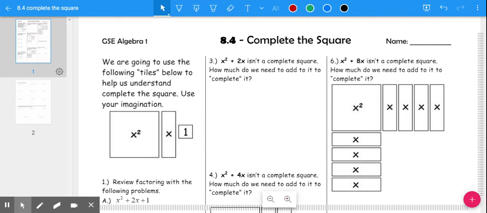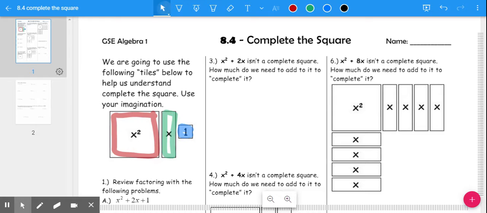8.4, completing the square. So for this, we're using algebra tiles. Algebra tiles are these things right here. So we have this one that represents x squared, this one that represents x, 1x, and this one that represents your constants, all of your ones. So we're going to use these in order to create all of these perfect squares throughout this lesson.